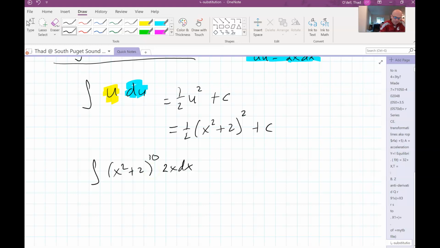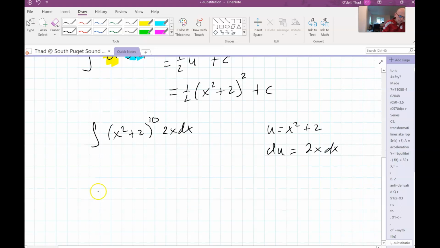So what we're going to do is we're going to recognize that x squared plus 2 is an inside function that the chain rule will take the derivative of. So I can use that same u-substitution. So I'm going to let u equal x squared plus 2. And that means that du is equal to 2x dx. And so then we're going to rebuild our integral. So over here, I'm going to go u to the 10th du.